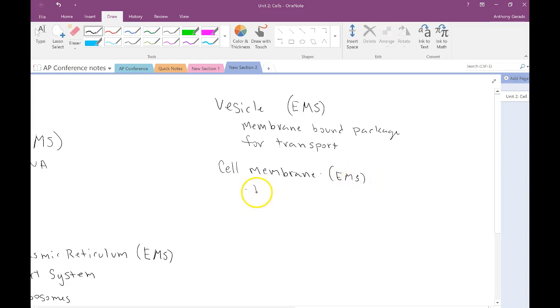It's going to be a lipid bilayer, and it's selectively permeable. Oh, Jimmy Crickets, I forgot one. We got a few more. We got 1, 2, 3, 4, 5, 6 more organelles to talk about. I forgot to put smooth ER in there, but it's not really part of the endomembrane system that we talk about. All right, so vesicle, cell membrane. Cell membrane, lipid bilayer, regulates what can go in and out of the cell.